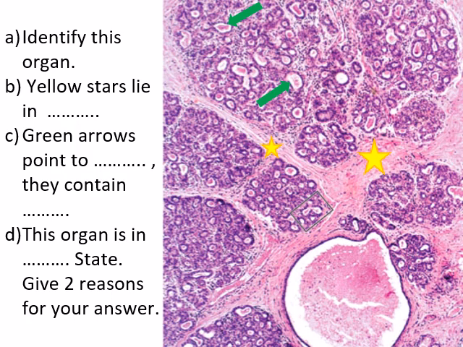Dear students, this is lactating mammary gland. Why? Connective tissue septa is less, and the alveoli or the acini contain acidophilic material, which is the milk. So identify the organ: lactating mammary gland. Yellow star points to the connective tissue trabeculae, which is thin. The green arrow points to the alveoli containing milk. Okay, this organ is in lactating state. Give two reasons. We have acini containing milk and thin trabeculae.